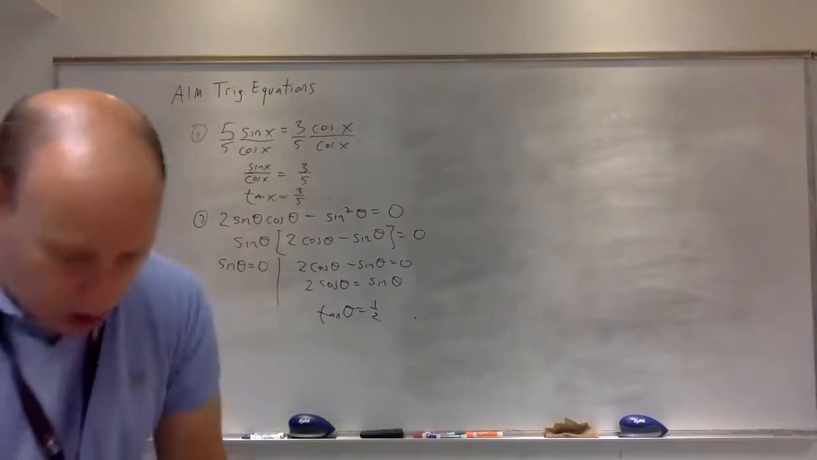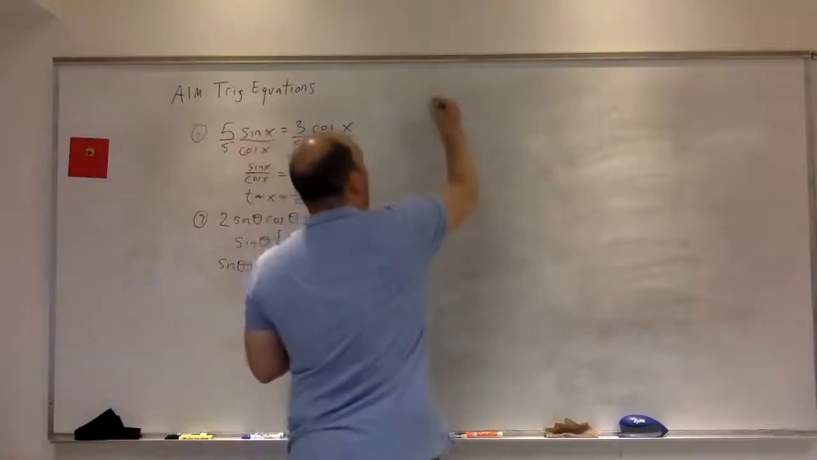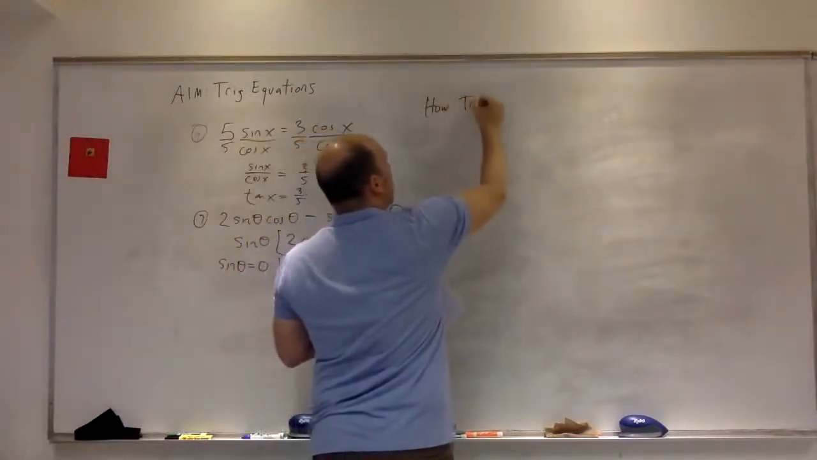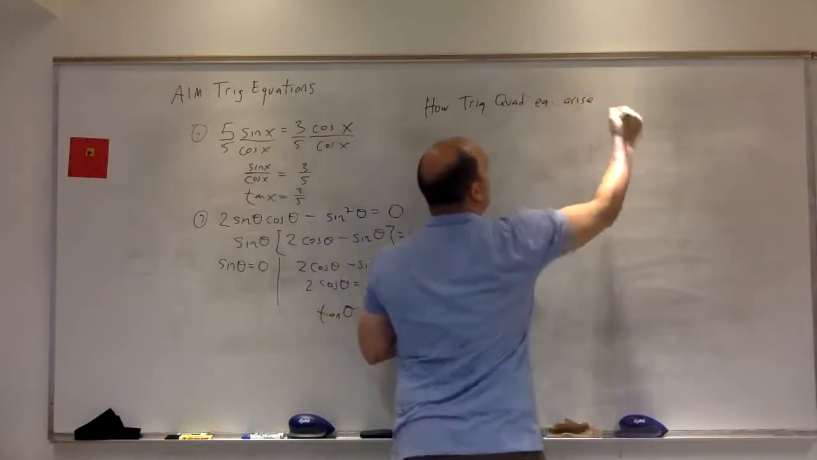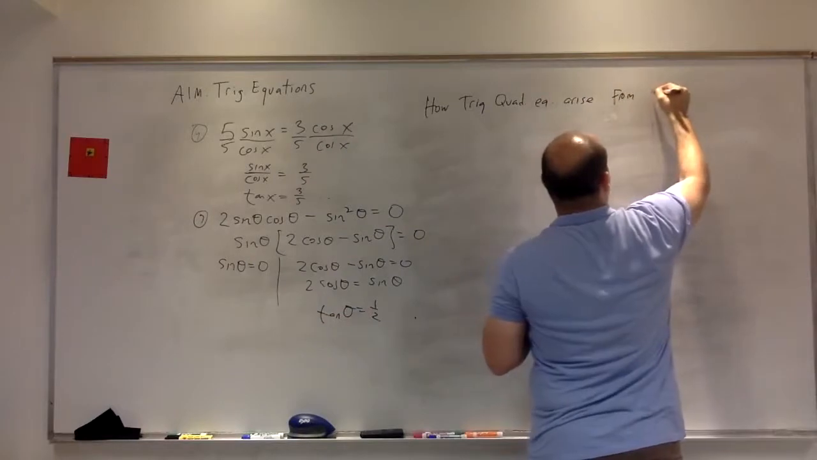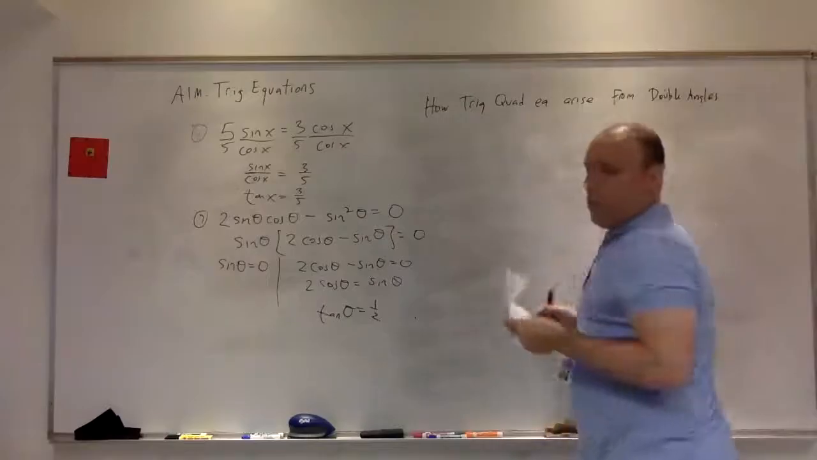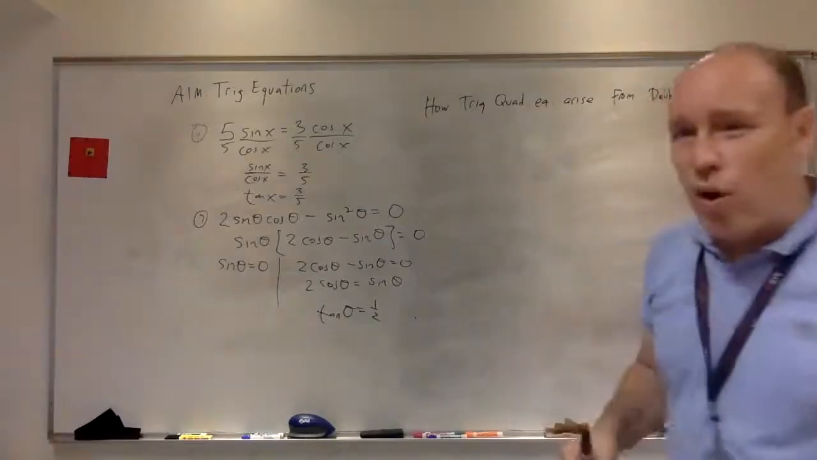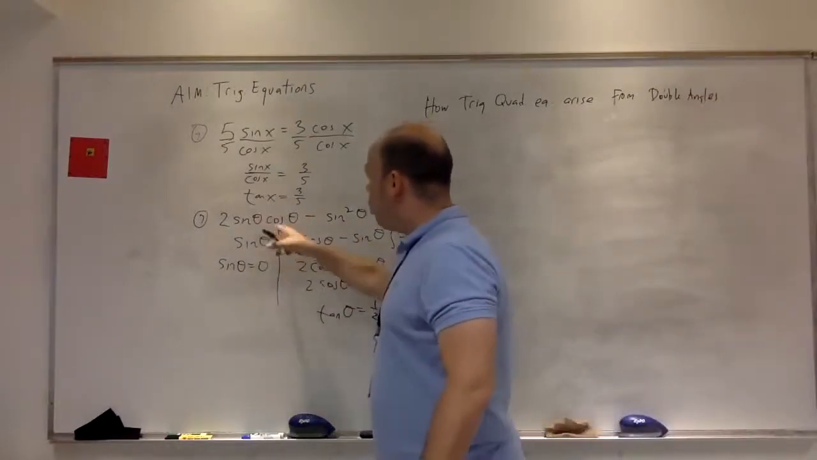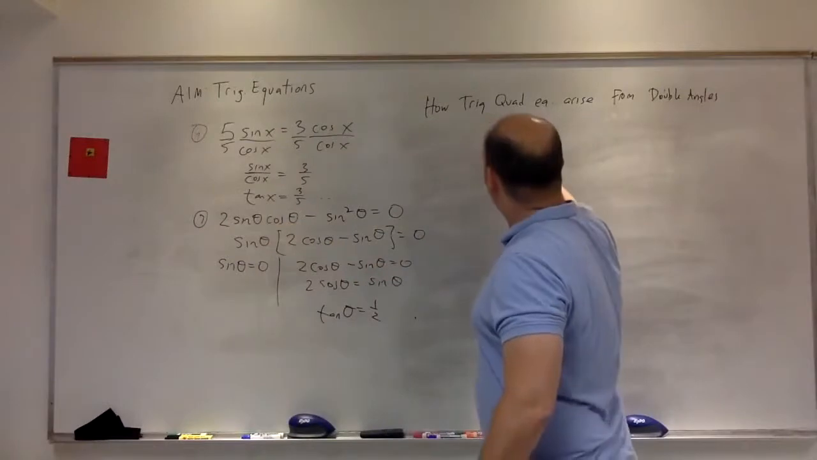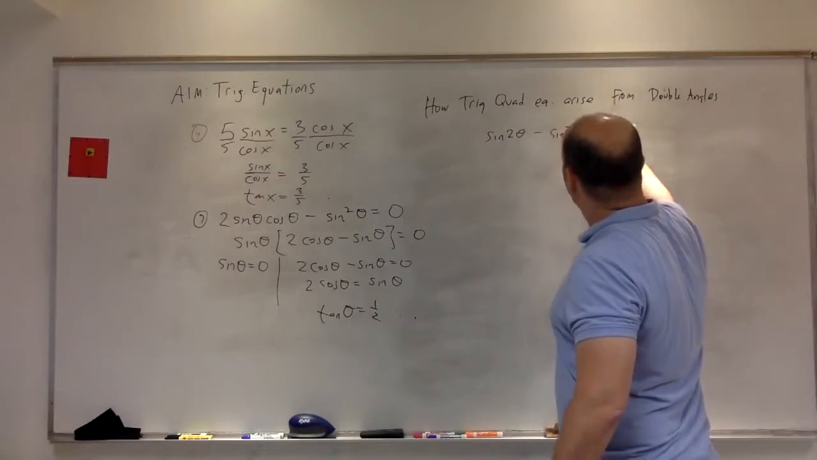I want to talk about the double angle substitutions. So I want to talk about how trig quadratic equations arise from double angles. Now, if you think about this for a second, if you look at this equation, the original equation was sine of 2 theta minus sine squared theta equals 0.